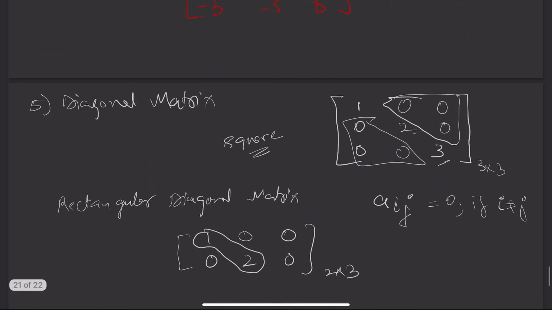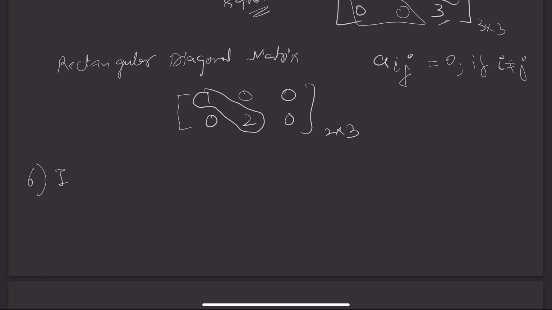Now let's move on and see the sixth type of matrix, and it's called identity matrix.